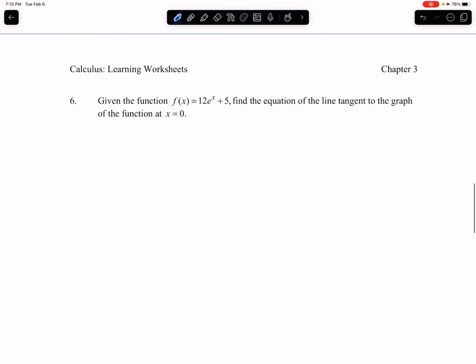Once you get your derivatives memorized, your basic ones, you'll really find your rhythm.